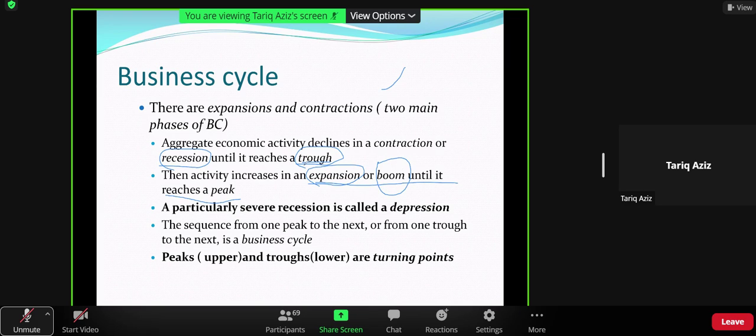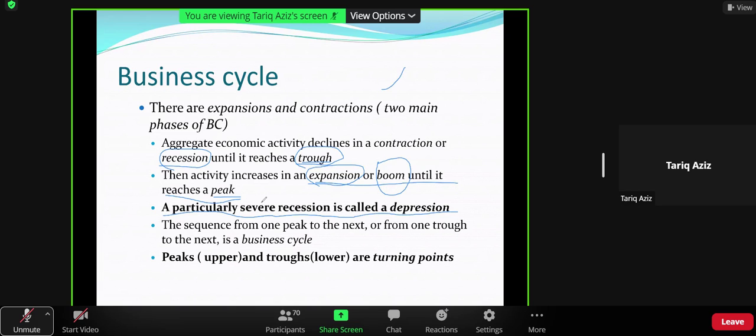Expansion or boom until it reaches a peak. So when economic activities are at their peak, that is the maximum point. From there on, the economic activities may experience a declining trend. A particularly severe recession is called depression.